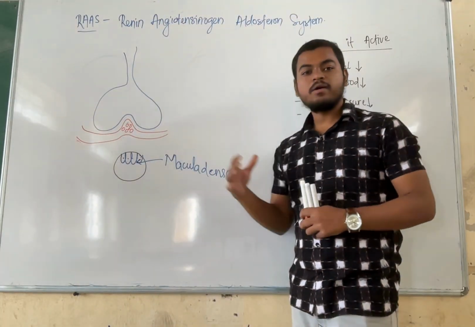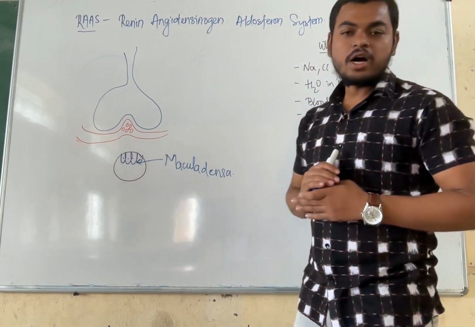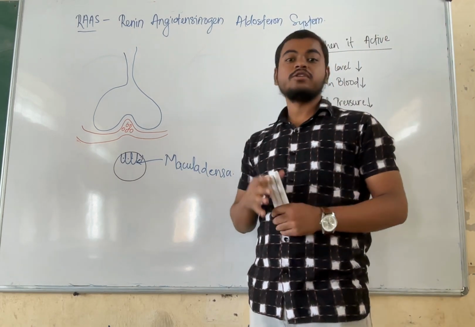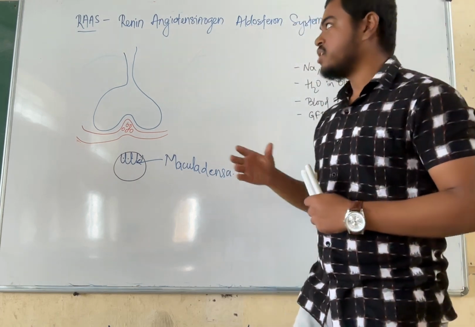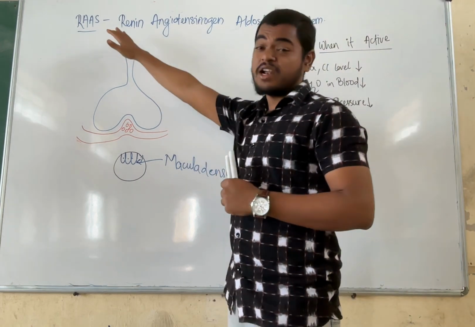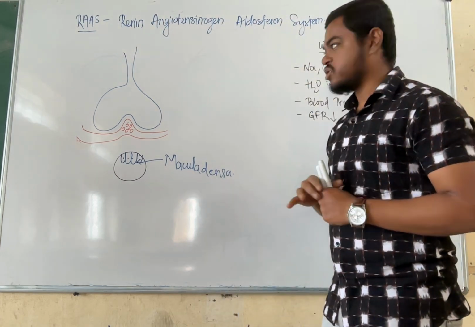Today we will learn about the RAAS mechanism. So, what is the RAAS mechanism? First, we have to know the definition. What is the full form of RAAS? It is all about hormones. RAAS: renin angiotensinogen aldosterone system.